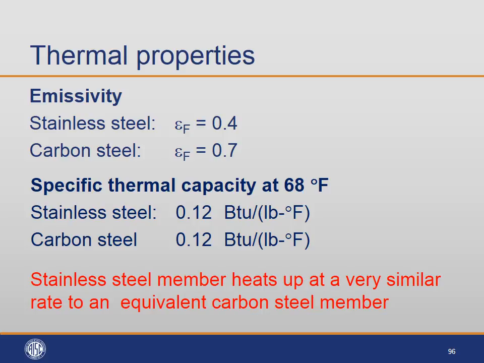And you can see here that on this slide I have compared the emissivity of stainless steel, 0.4, to carbon steel, 0.7. Stainless steel is a bit shinier, so you'd expect it to have a lower emissivity. And the specific thermal capacity of the two metals is more or less the same. And the outcome is that stainless steel heats up more or less at the same rate as carbon steel. Next slide, please.